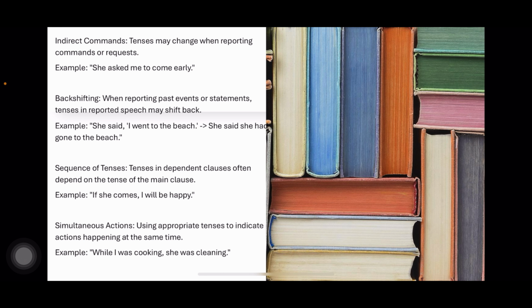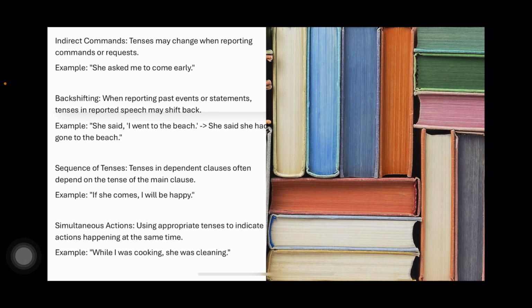Sequence of tenses. Tenses in a dependent clause often depend on the tense of the main clause. If she comes, I will be happy. It is dependent on the main clause. Dependent clauses often depend on the tense of the main clause.